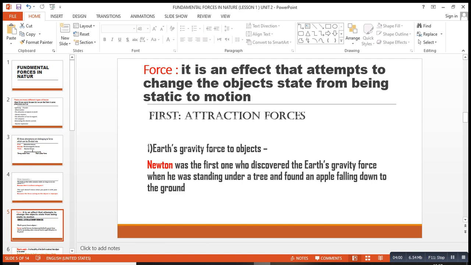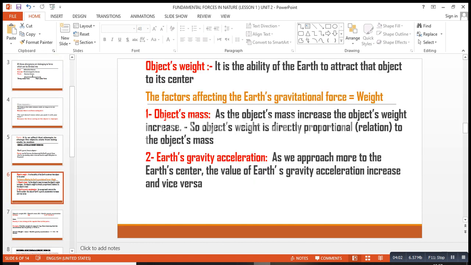What are the factors that affect the Earth's gravitational force, which equals weight? Number 1, object mass. Number 2, Earth's gravity acceleration.